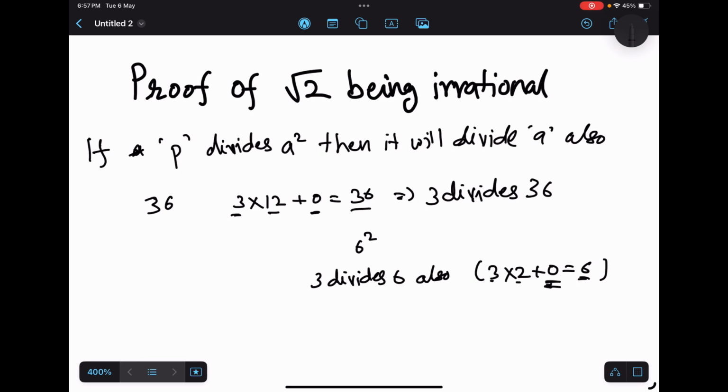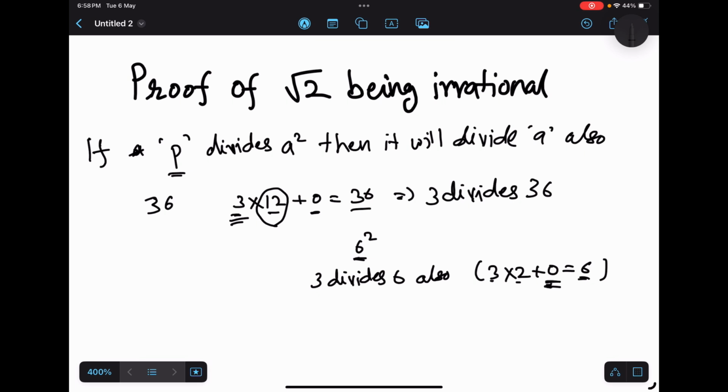This is true for all numbers. If you take any perfect square and factorize it, the prime number in that factorization will be present in the square root of that number also. The main point is that it is applicable only if p is prime. Suppose we take a non-prime factor, 12. 12 divides 36, but 12 will not divide 6 because 12 is greater than 6. But if we take the prime number 3, 3 divides 36 and 3 also divides 6. So if a prime number p divides a square, then it will divide a also.